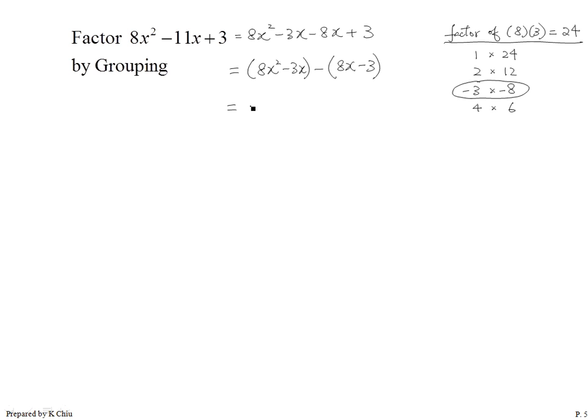From the first group, I can factor out the x. So I have x times 8x minus 3, minus another group, 8x minus 3. I cannot do anything, so just leave it as it is. And now I see that both terms have 8x minus 3. So I'm going to factor out the 8x minus 3. What is the leftover? x minus 1. So that becomes 8x minus 3 times x minus 1.